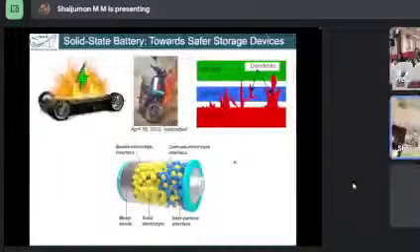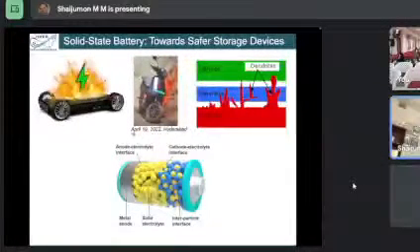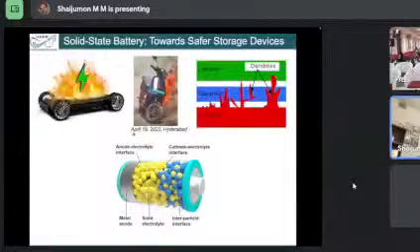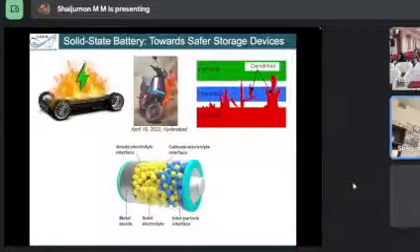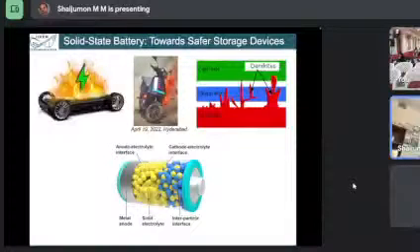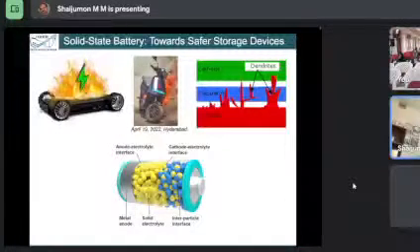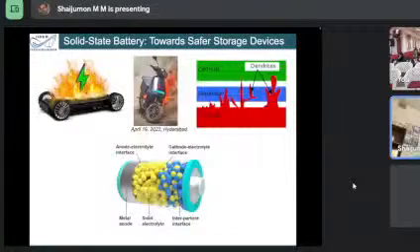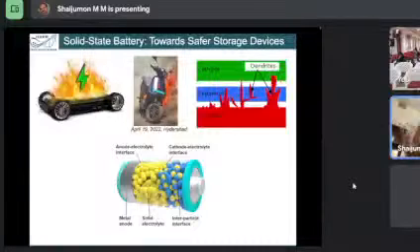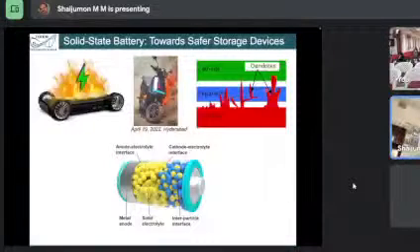I'm sure many of you are familiar with these kinds of pictures these days, right? You read in newspapers that an electric scooter got blasted, a vehicle getting blasted because of this lithium-ion battery. It's a big factor of concern, and this is mostly arising from dendrite formation and the presence of this organic liquid electrolyte. So what is the way out?